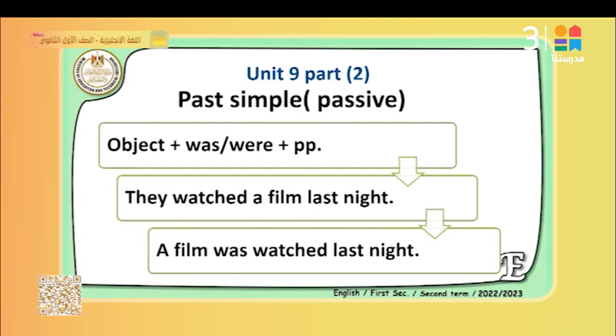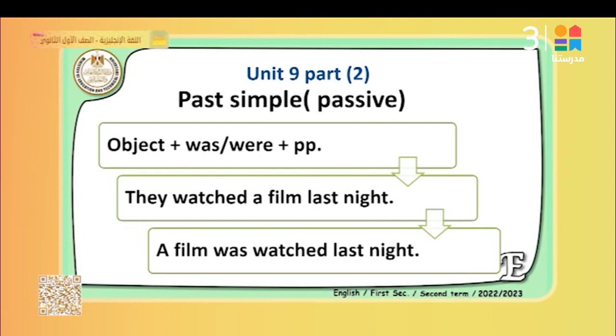When we use the passive form in the past simple, we use was or were plus past participle. So we can say, they watched a film last night. This is active voice. When we start with the object, the film, we will say a film was watched. A film was watched yesterday, or a film was watched last night.